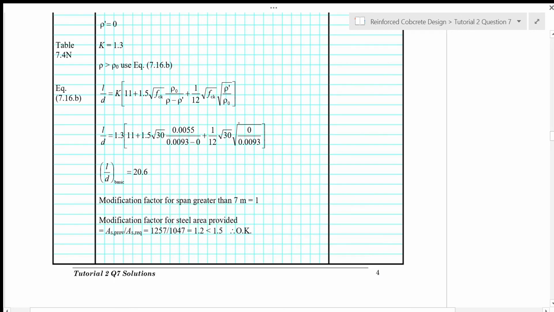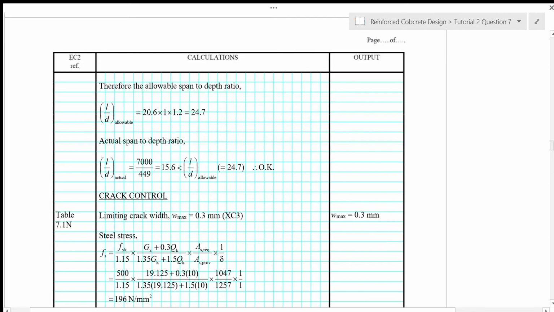And then the modification factor for steel area provided is As provided over As required. So we get 1.2 and is less than 1.5 is okay. Therefore, the allowable span to depth ratio is 20.6 times 1 times 1.2, so we get 24.7. The actual span to depth ratio is 7 meter over 449 mm, so it's equals to 15.6, and this is less than the allowable L/D ratio, which is 24.7. So checking for deflection is okay.